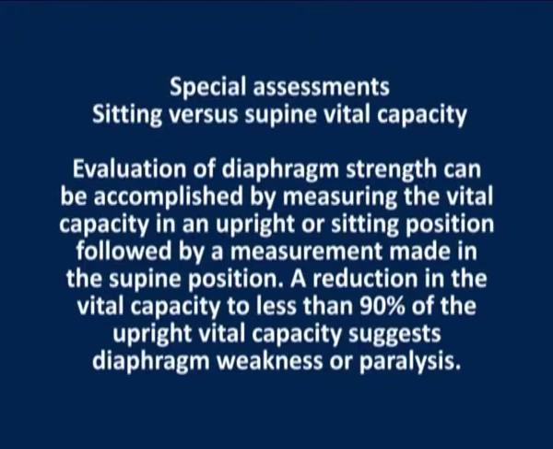Now, special assessments. Sitting versus supine vital capacity. Evaluation of diaphragm strength can be accomplished by measuring the vital capacity in an upright or sitting position, followed by a measurement made in supine position. A reduction in the vital capacity to less than 90% of the upright vital capacity suggests diaphragm weakness or paralysis.